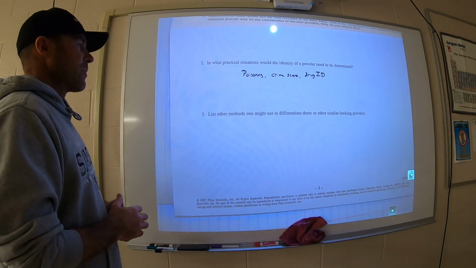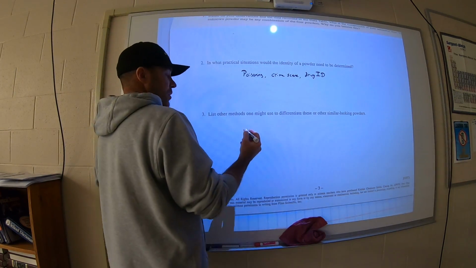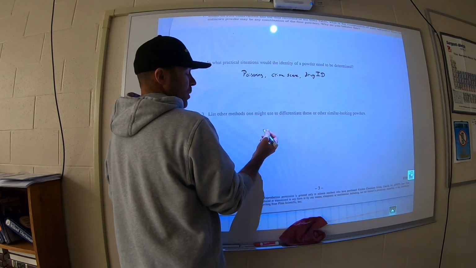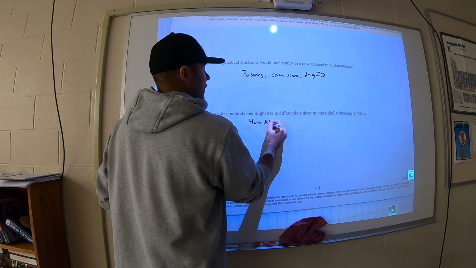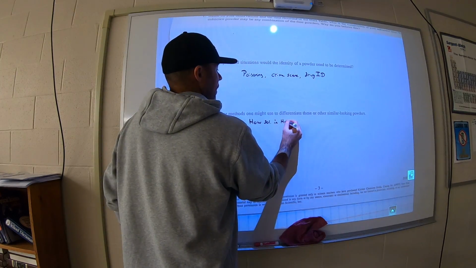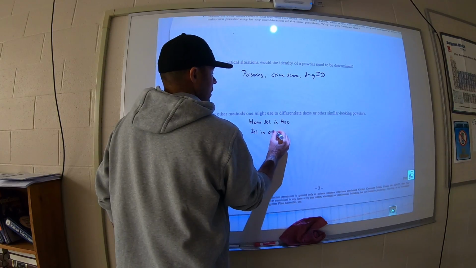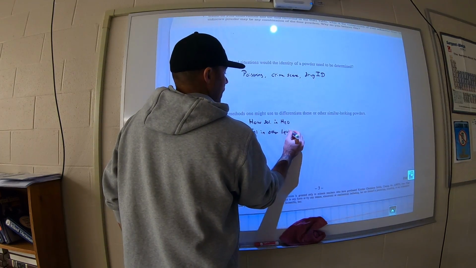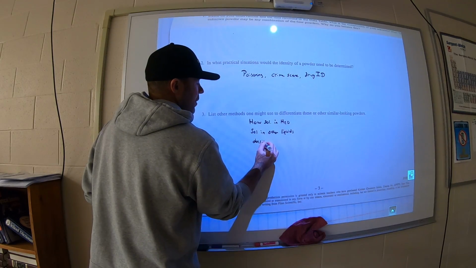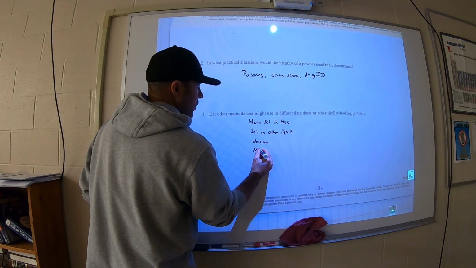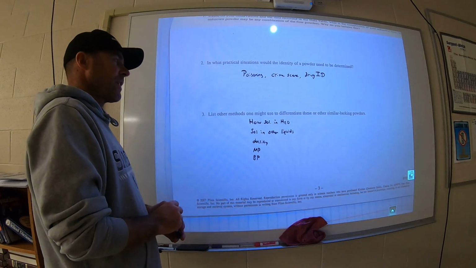Number 3, list other methods one might use to differentiate these or other similar looking powders. We could do not just whether they're soluble in water, but how soluble in water. We could do solubility in other liquids. We could do density. We could do melting point, or maybe even boiling point. Okay, any of the characteristic properties we've tested.